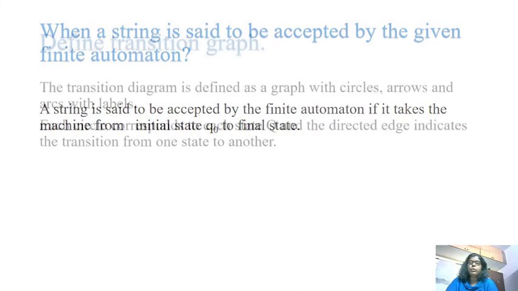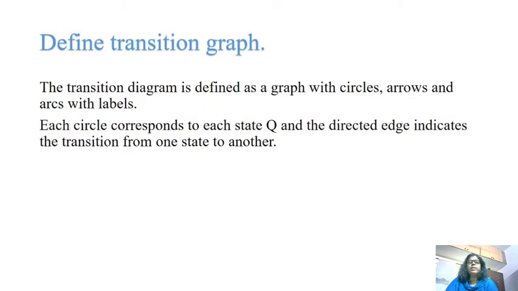Okay. So, next, define transition graph. The transition diagram is defined as a graph with circles, arrows and arcs with labels. The circle with an arrow mark is called the starting state and a double circle is called a final state in the diagram. Each circle corresponds to a state and the directed edge indicates the transition from one state to another state.